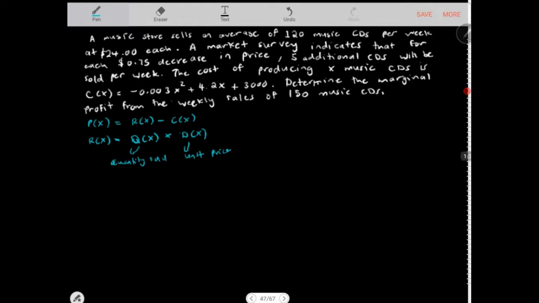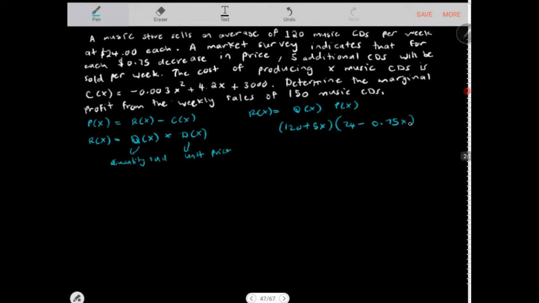Now, in this case, if we look at our revenue function, quantity and price, we can understand here that 120 music CDs are being sold at a price of $24 each. But then a survey tells us that for each 75-cent decrease in price, if I decrease the price by 75 cents, you're going to get 5 additional CDs being sold. Just the general principle of demand and supply.